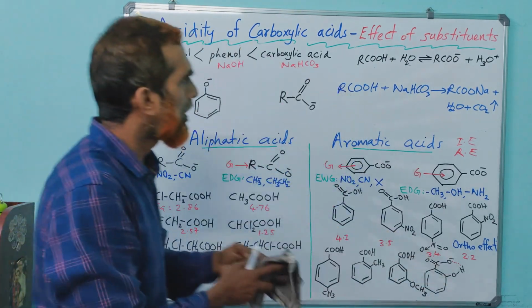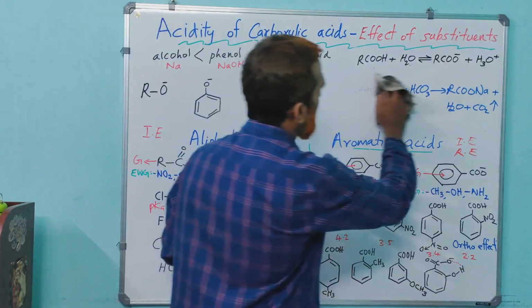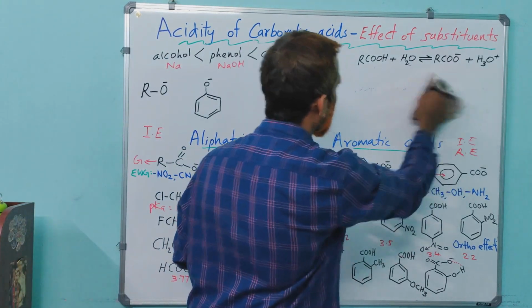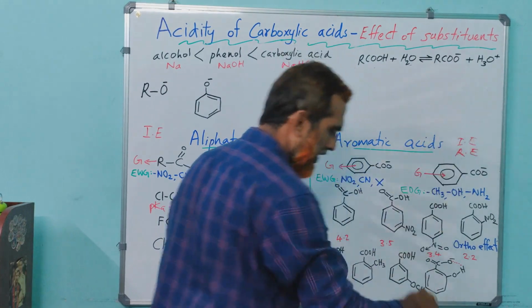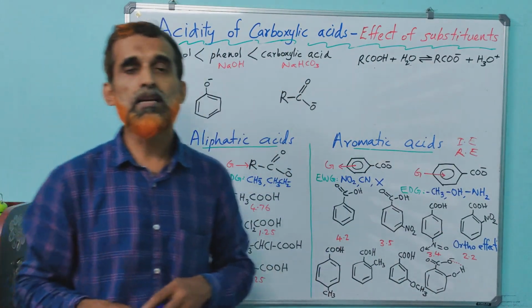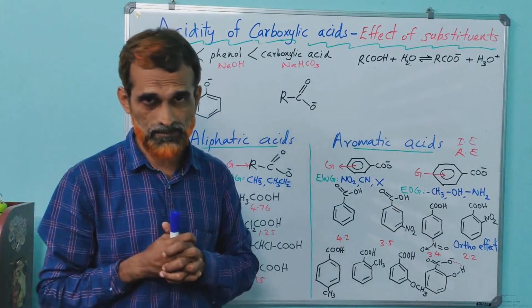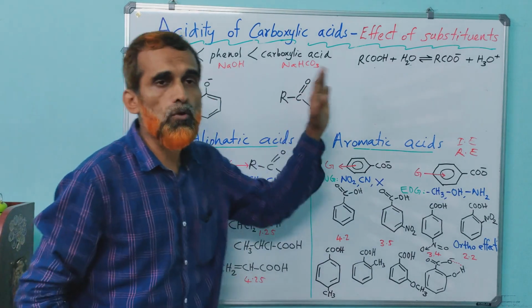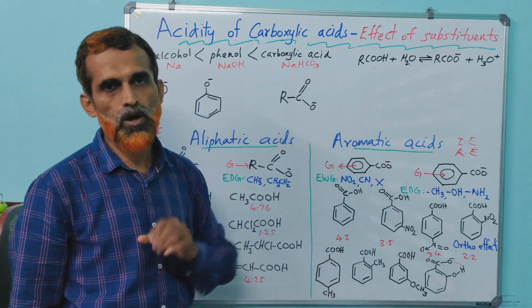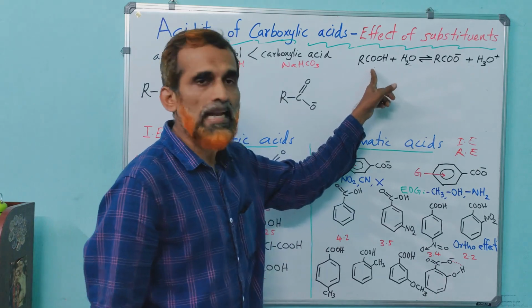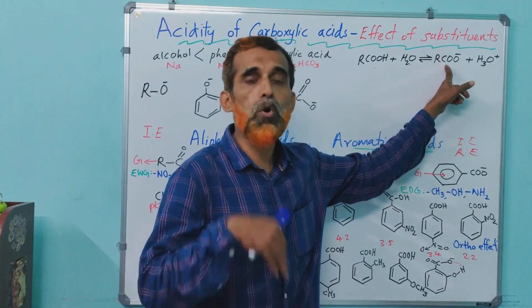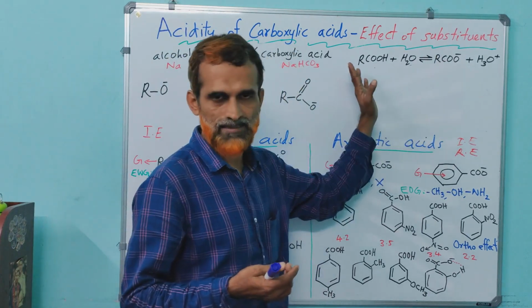Now, what is the explanation? How do we justify this order? Here we have to learn some important generalizations. Whenever you compare acidity, what you do is you think about the stability of the conjugate base of the acid.